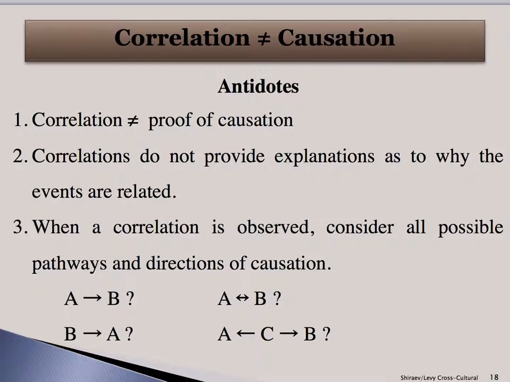So I've pictorially represented a couple of the different ways that you can think about things. For example, if events A and B are correlated, does A cause B, does B cause A, do A and B cause each other, or potentially might a third factor, C, cause both A and B?